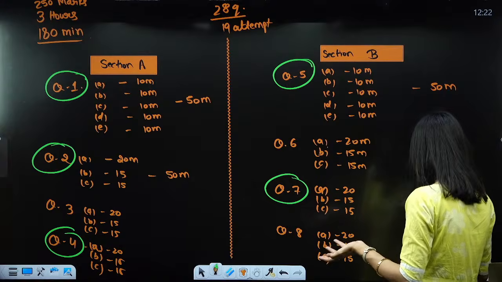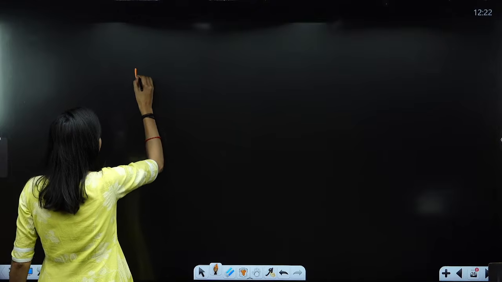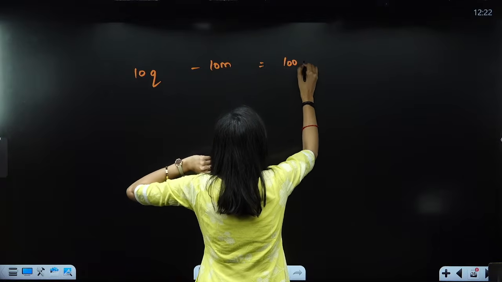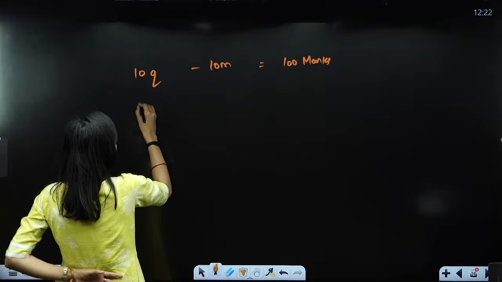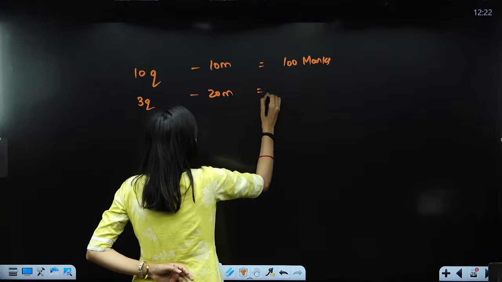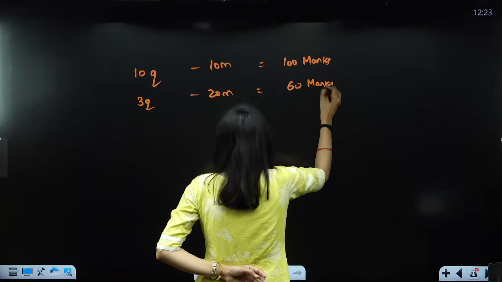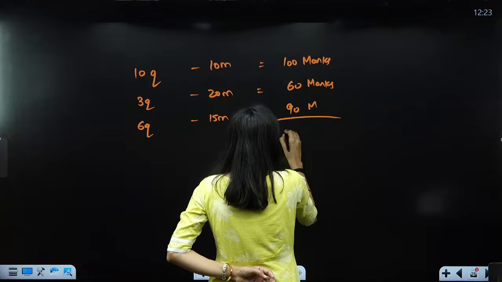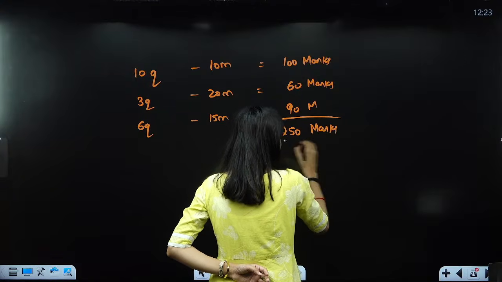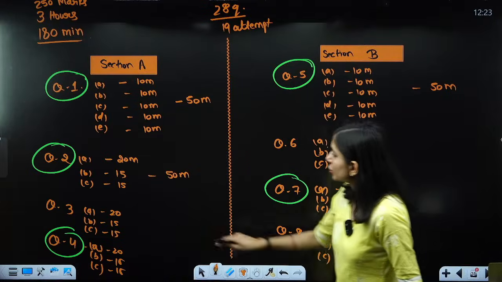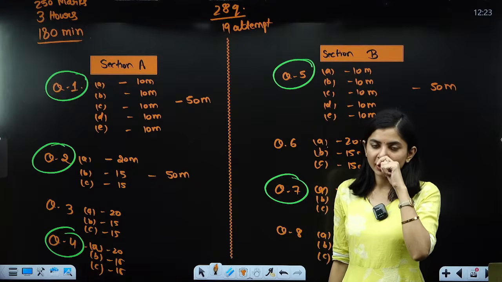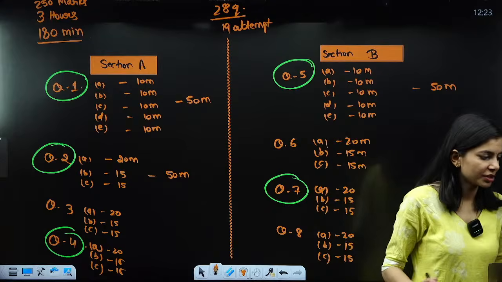If I have to conclude, in the total paper you have to choose 10 questions of 10 marks, so around 100 marks. Then 3 questions of 20 marks, making 60 marks. And 6 questions of 15 marks, around 90 marks. That's how the total of 250 marks comes. Now let me tell you again, there is no choice to pick a 15 marker from here, a 20 marker from there. You have to choose one set, and in one set there would be one 20 marker question and two 15 marker questions. Any doubt?